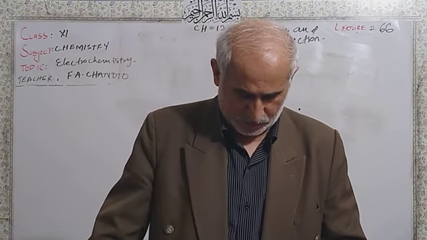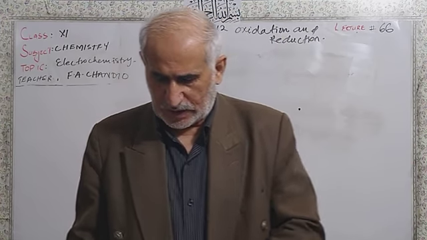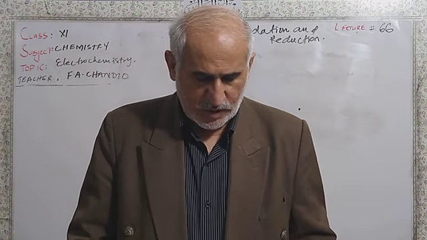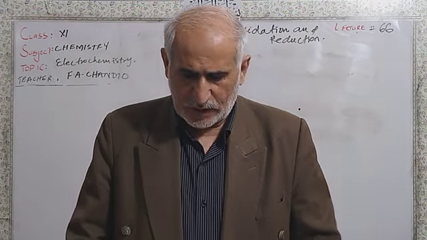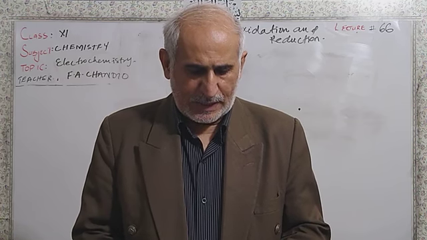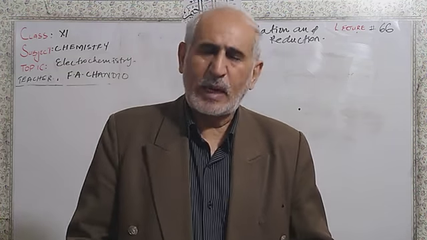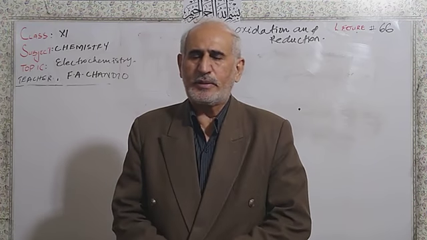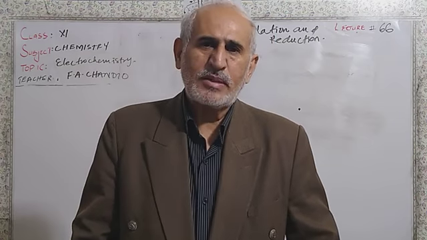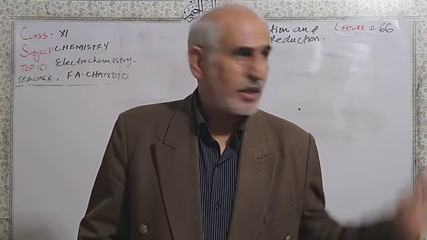This is lecture number 66. In electrochemistry, we will start oxidation and reduction. First of all, I want to explain what electrochemistry is. Electrochemistry is the branch of chemistry which deals with the interconversion of electrical energy and chemical energy. So basically we start with oxidation-reduction reactions.